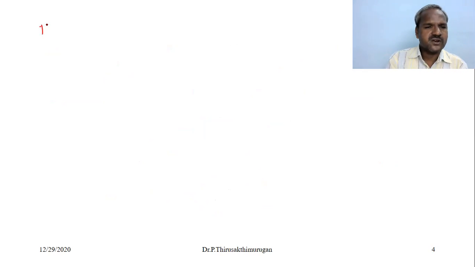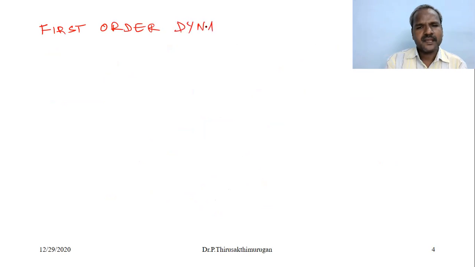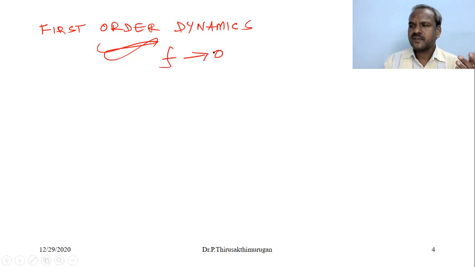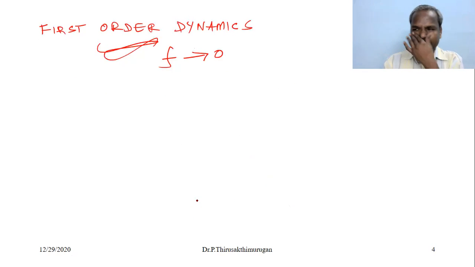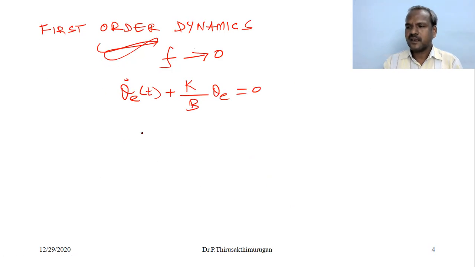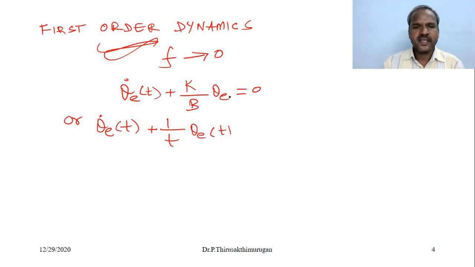So the robot in first order dynamics. What is first order dynamics? When the force f becomes 0, the previous equation can be written as theta e dot of t plus k by b theta e equal to 0. That is, theta e dot of t plus 1 by tau theta e of t equal to 0.